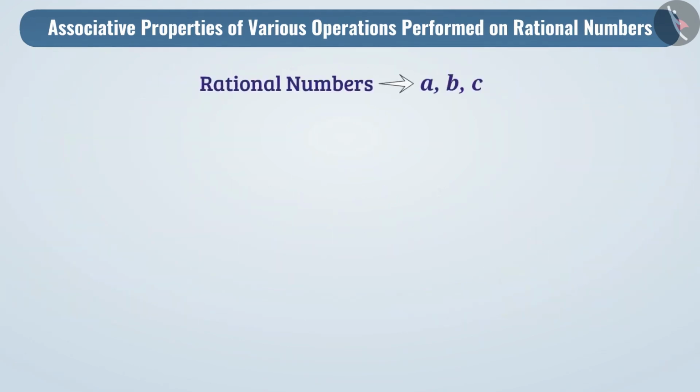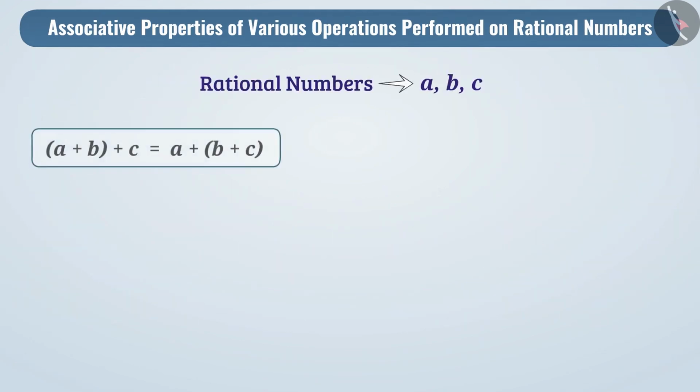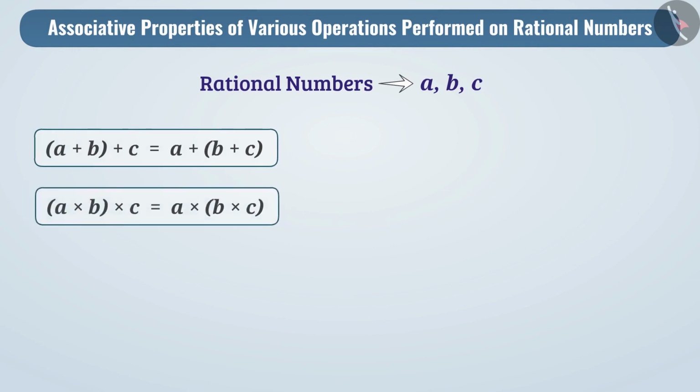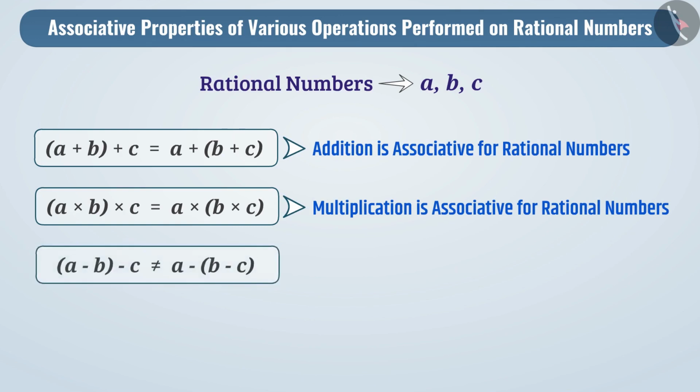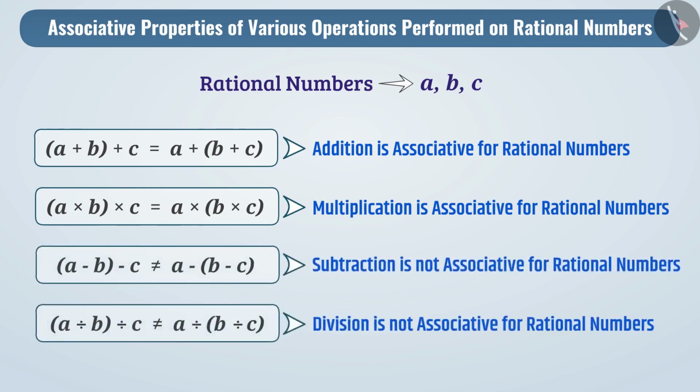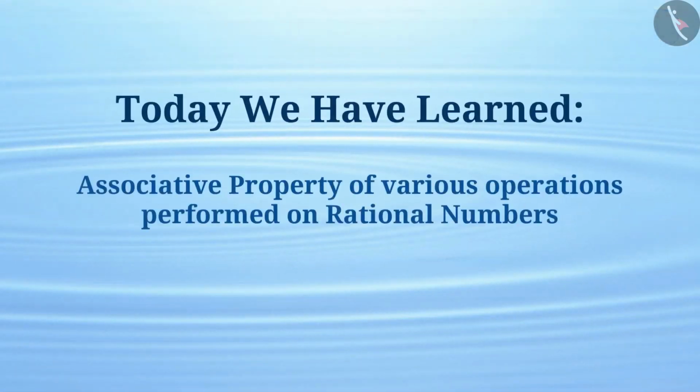Now, you must have understood that the addition and multiplication for rational numbers is associative, but subtraction and division are not associative. Today we have learned the associative property of various operations performed on rational numbers. In the next video, we will understand it better by some interesting examples.